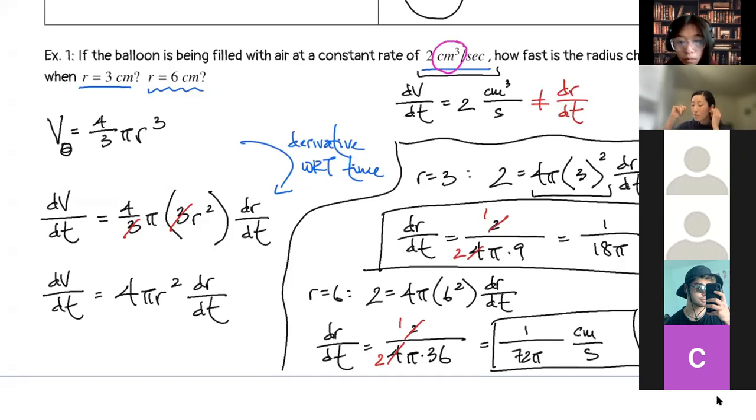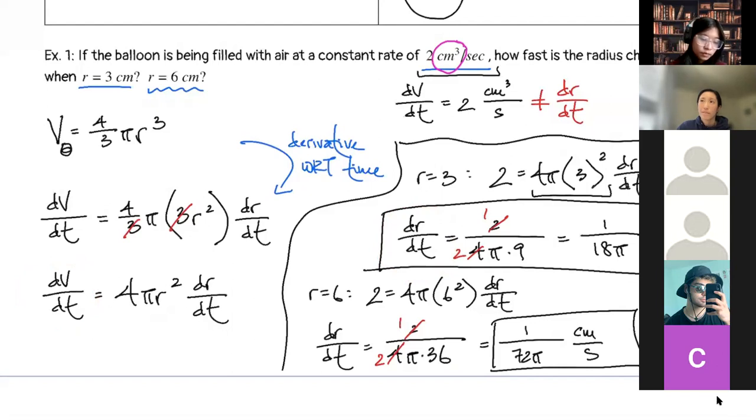Okay. So let's look over this one more time. The number that we're finding, our dr dt, tells us how the radius changes over time as the volume changes over time.